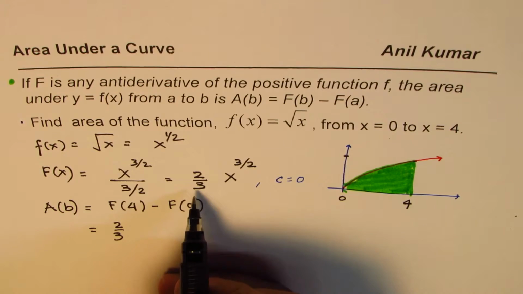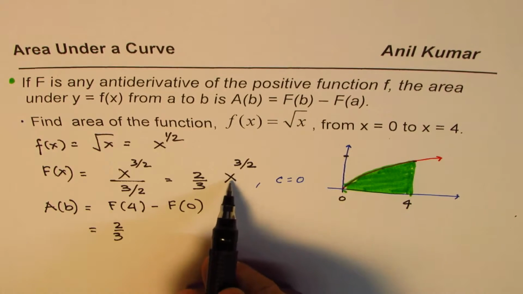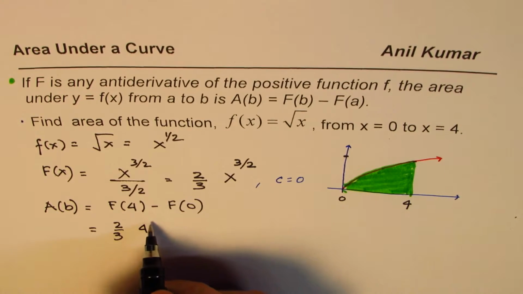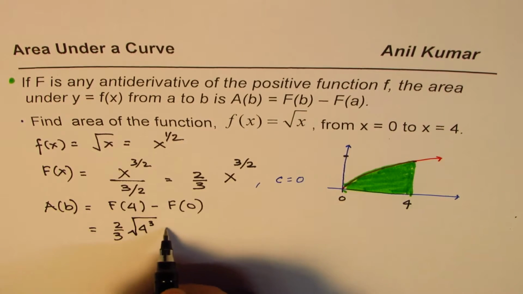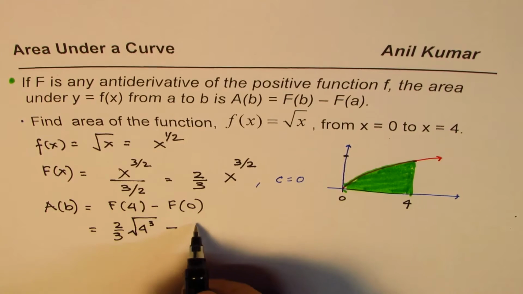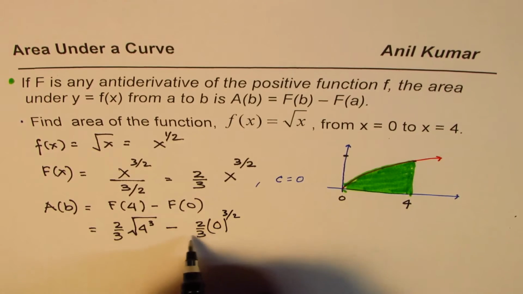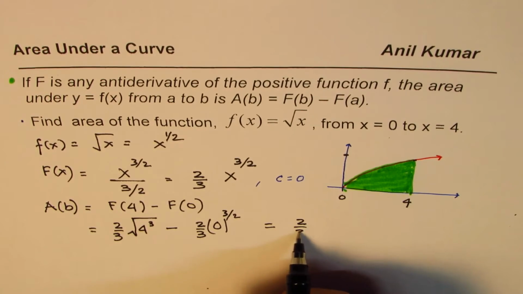So that's clear. Okay. So what is F of 4? F of x is 2 over 3 x to the power of 3 over 2. So we'll substitute 4 here. Let me write it like this, 4 cubed and then square root. It will be easy for you to calculate. Minus F of 0, which is 2 over 3 times 0 to the power of 3 over 2, which you know is 0.